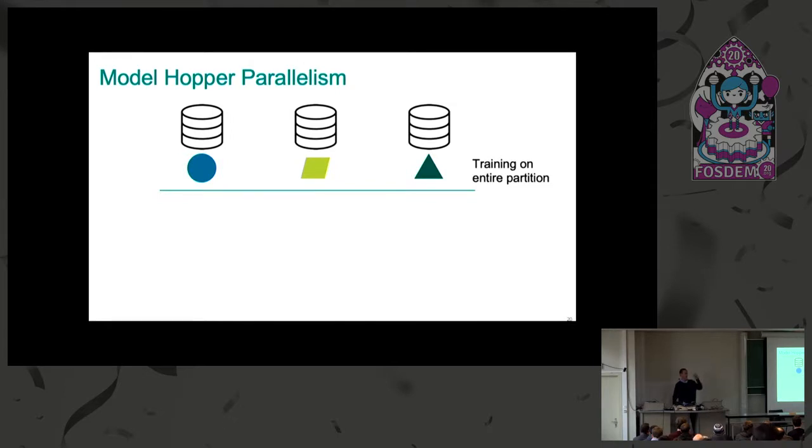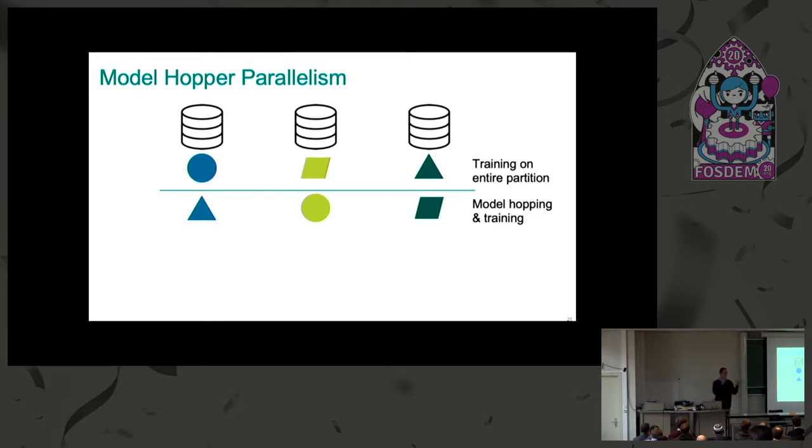But then instead of going back to the master to do an update, what you do is you move the model state over to another worker. So we've moved the model state from the blue one, from the left side of the screen here, to the center of the screen. And the data is locked in place because it's too expensive to move. You're just moving the model state. You're moving the model weights. Then you do another iteration of training.